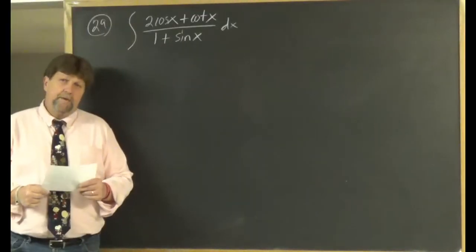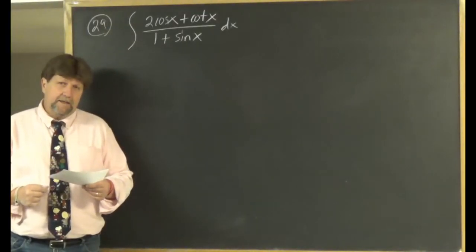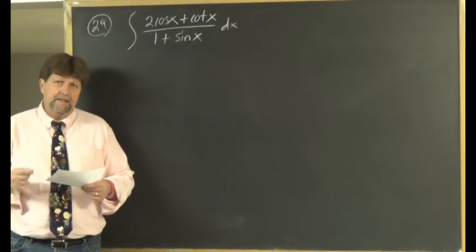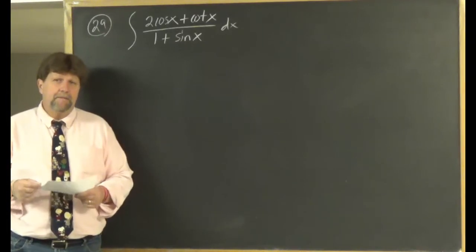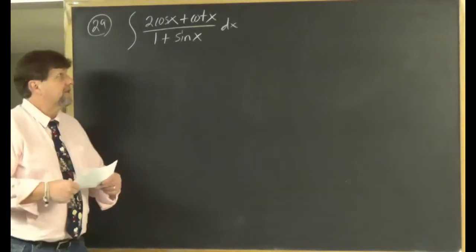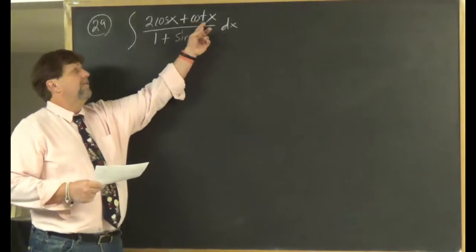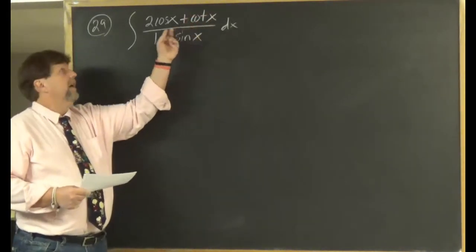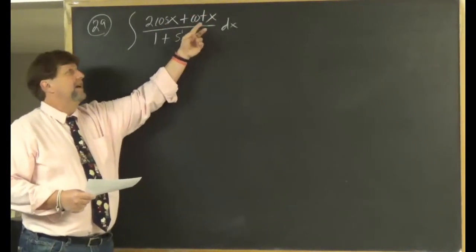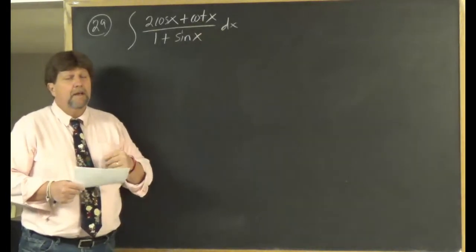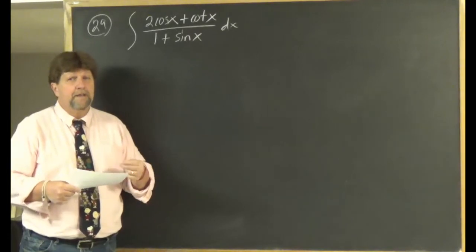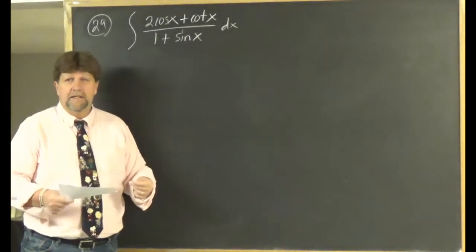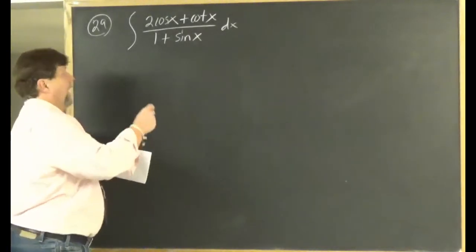Okay, number 29, you were asked to integrate 2 cosine x plus cotangent x all over 1 plus sine x dx. I look at this and the first thing that pops into my head is this trig function almost seems like an outlier. I see a cosine, I see a sine, I see a cotangent. So maybe the first thing I would try is to rewrite cotangent in terms of sines and cosines, just to see what happens.